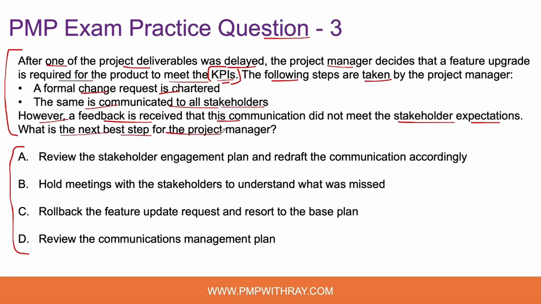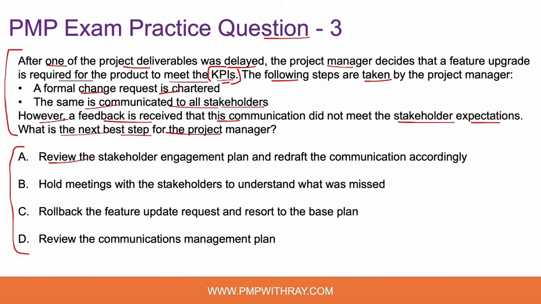Right. So to summarize, there has been a delay in a project. The project manager thinks that if a feature upgrade is done, probably that delay or the KPI can be salvaged to some extent. And for that, there is a change request which is chartered and the change has been communicated to all the stakeholders. However, some of the stakeholders feel that the way in which this change has been communicated to them does not meet their expectations. What is the next best step for you as a project manager?